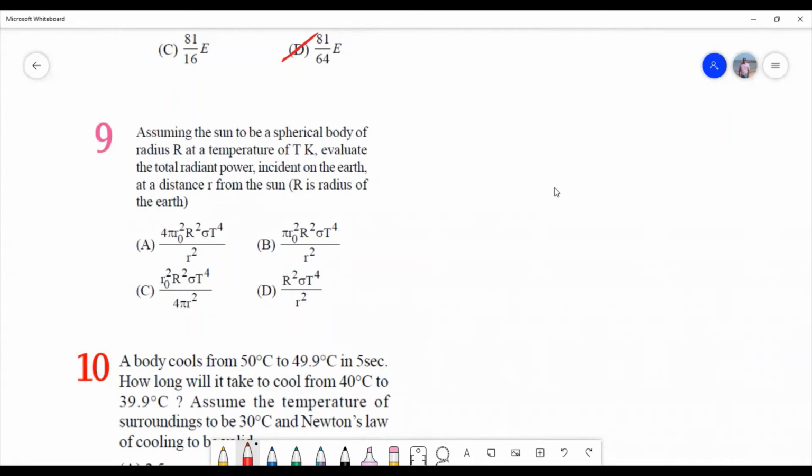So here we have to take, assuming the sun to be, so here actually some data is missing. Here we need to take r naught, the radius of the surface on which the light is incident. If I take the sun, the radius of the sun is r.